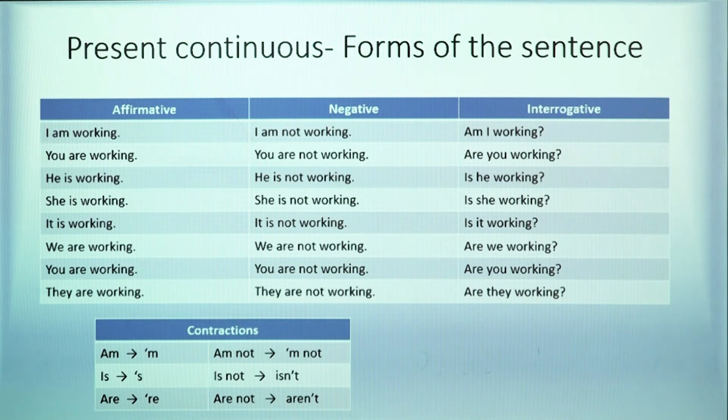Contractions. Remember that the verb be, am, is, are can be written shortly with apostrophe m, apostrophe s, apostrophe re. They can go together with not as is not, shortly isn't, are not, shortly aren't.